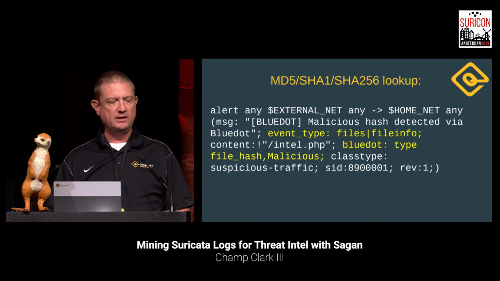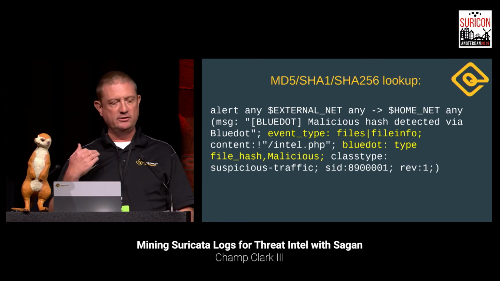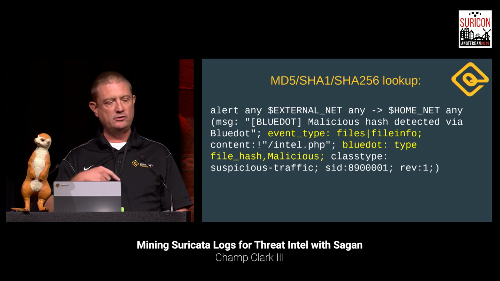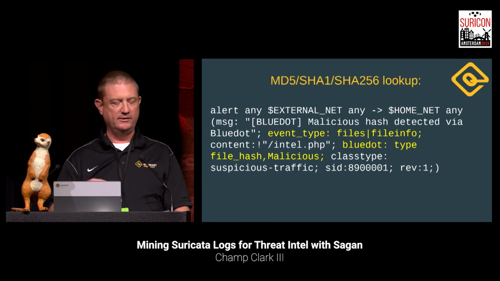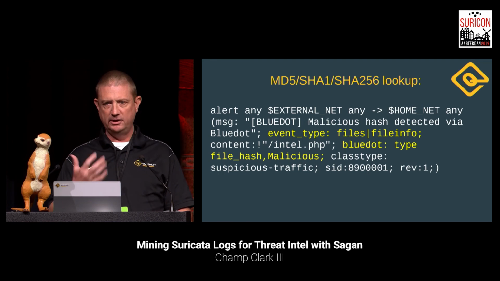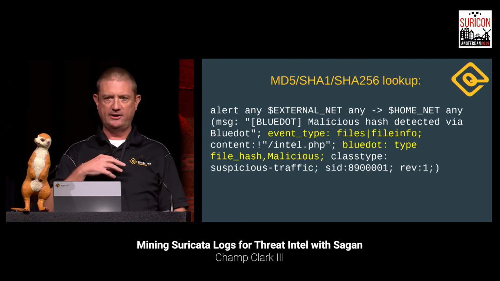We can also do things like MD5 and SHA-1 hashes. So again, this is taking the data from the E file. It's looking for the event type of files or file info. We exclude ourselves in this lookup. It's the content not. And then we just say blue dot type, I want to do a file hash lookup. And then say just for malicious. If it comes back, Sagan will write an E file, similar to how Suricata does an E file out.